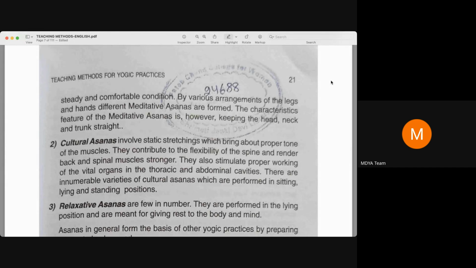Cultural asanas involve all the static stretchings where you can hold a posture, which brings proper toning of the muscles. They contribute to the flexibility of your spine, your back, and all the muscles, and they also stimulate the proper functioning of your vital organs in the thoracic portion and abdominal cavities. Cultural asanas may be performed in standing, sitting, prone, or supine postures.